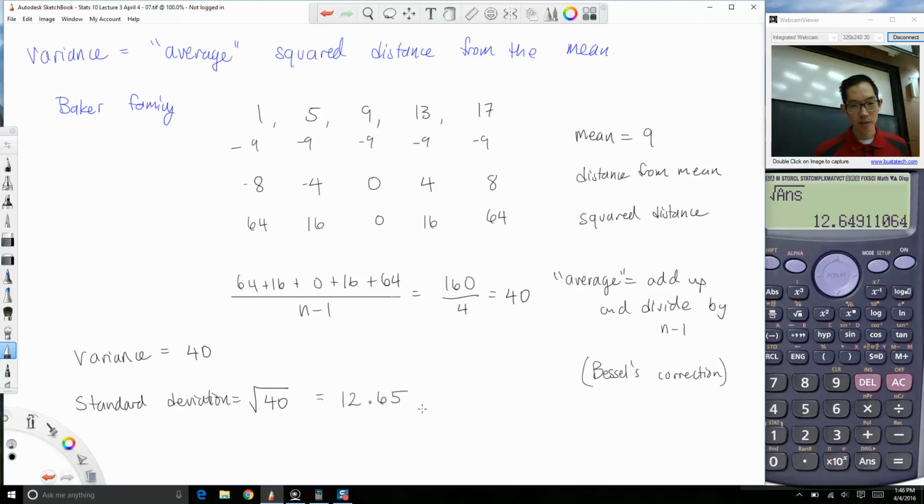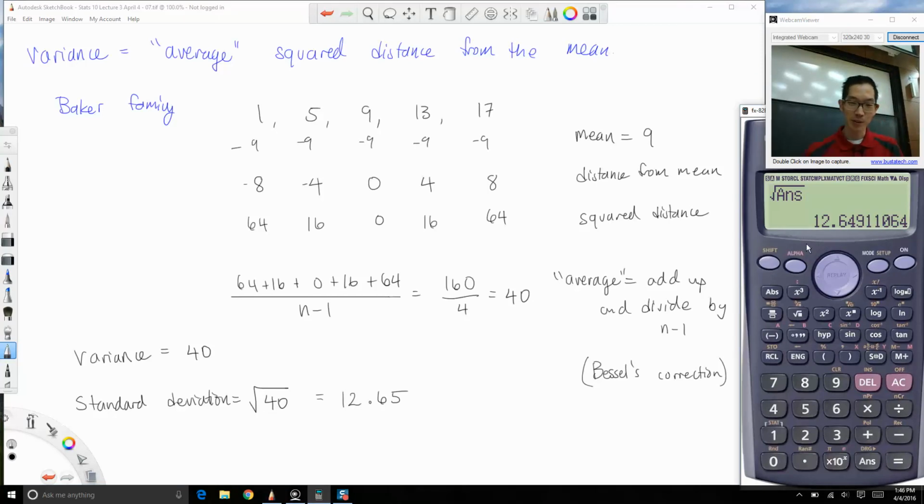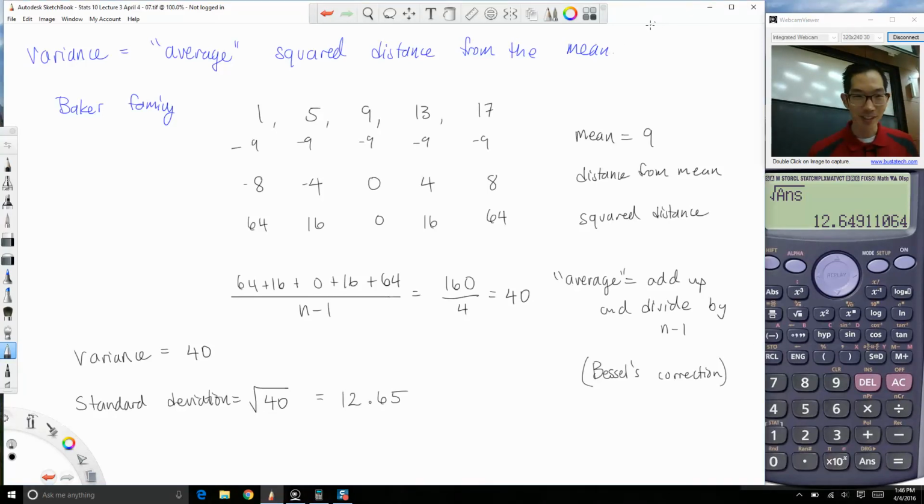This feels a little off. Did I mess something up here? 64 plus 16, yeah, 160 divided by 4. Something feels a little off to me, but I feel like I did the math correctly. I didn't make a mistake somewhere along the way?